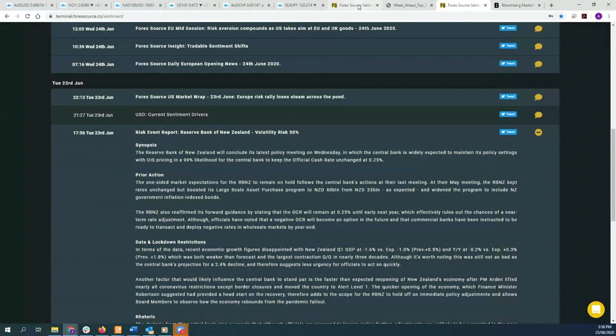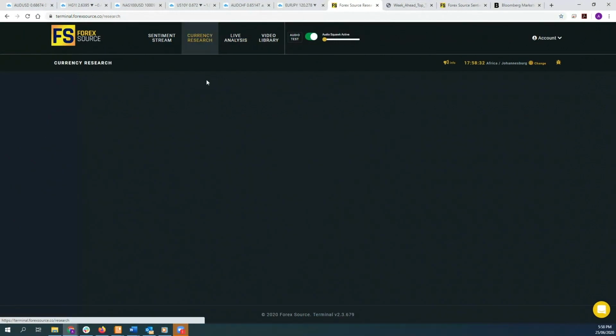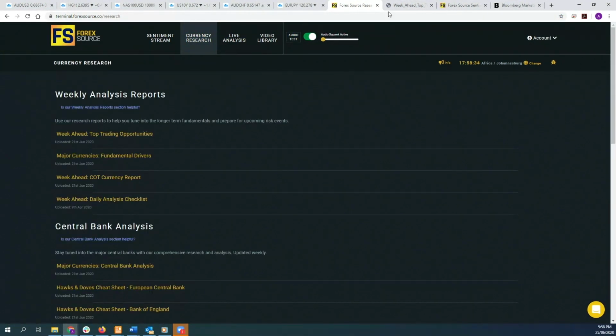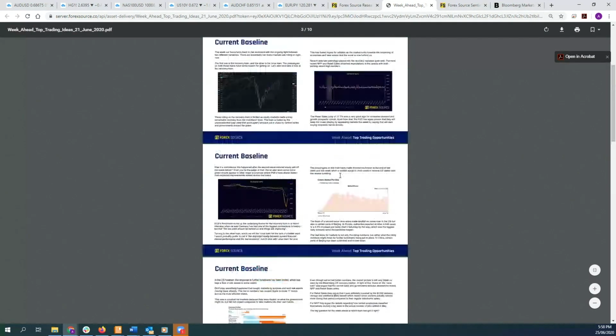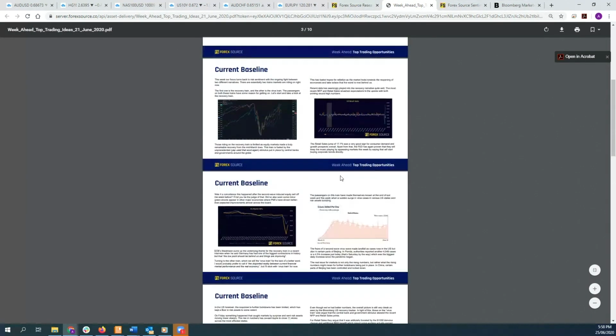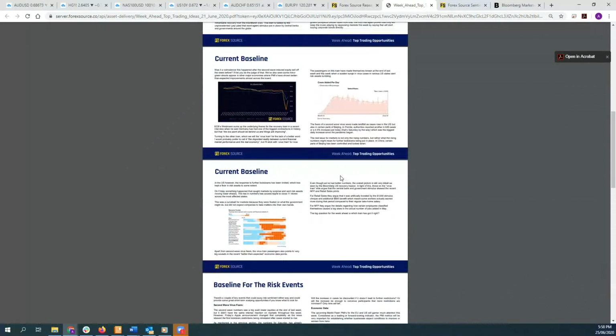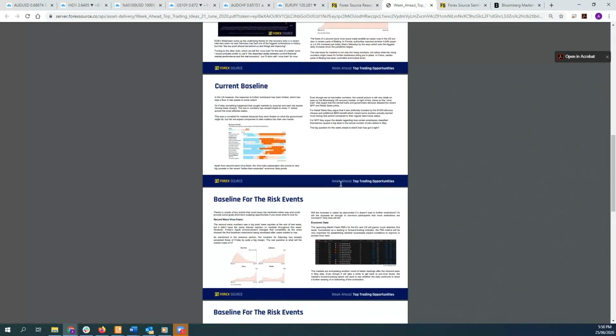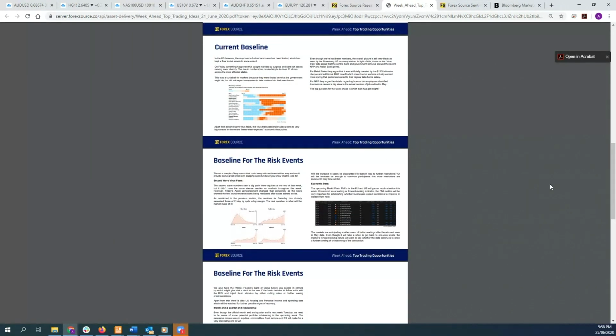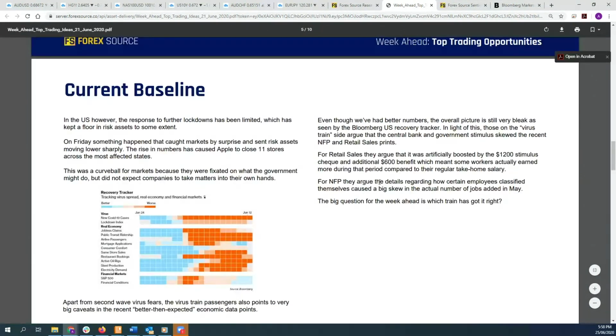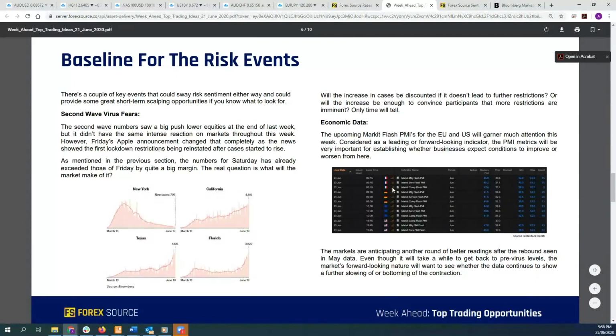Apart from that, we also, of course, in the research section, have the weekly top trading opportunities report. Now, this also sifts through all of the major upcoming events for that particular week and pinpoints a couple of ones that we think the markets will be really focused on that can provide some great trading opportunities. A good example of that from this week, of course, was the big moves we saw in the markets from the PMI numbers. Great trading opportunities coming out of that data in this week's trading session.